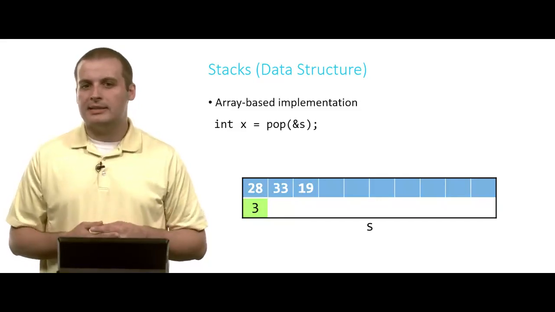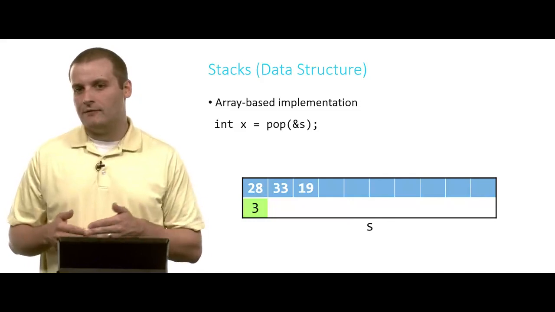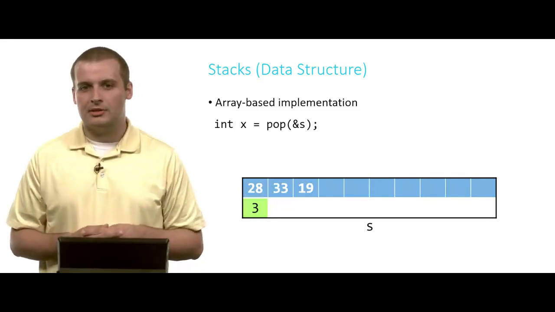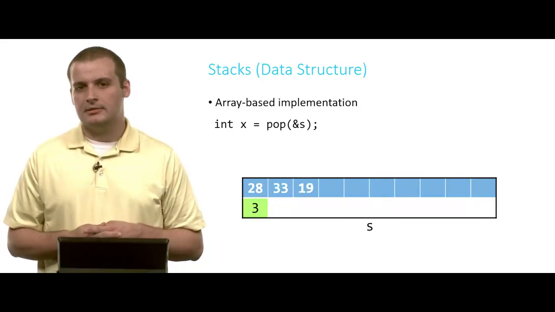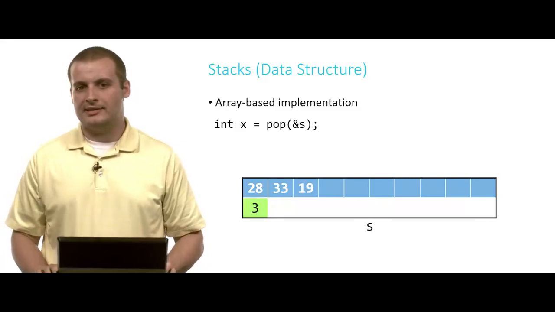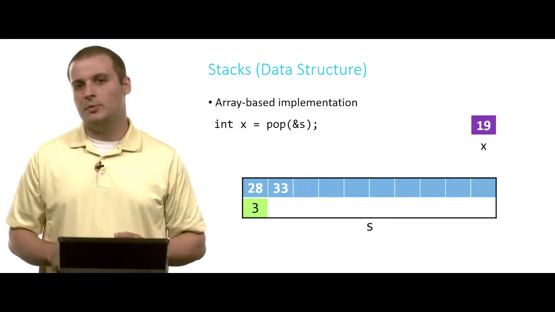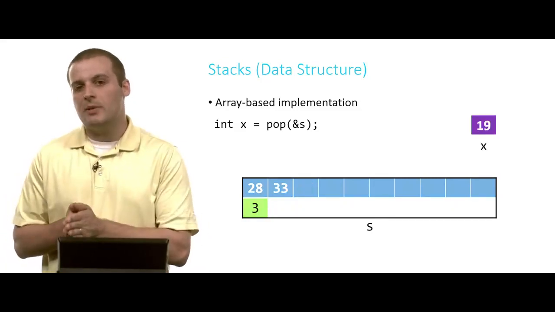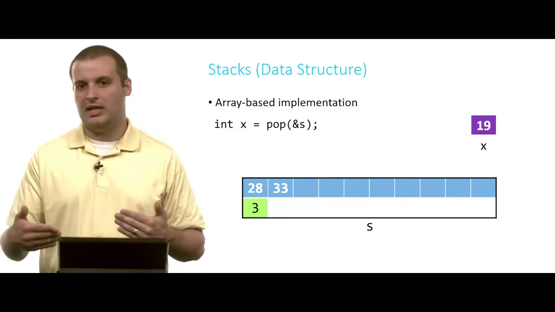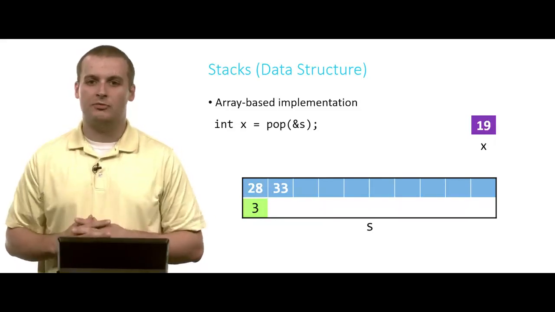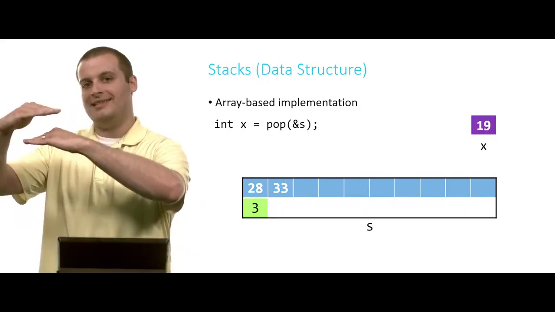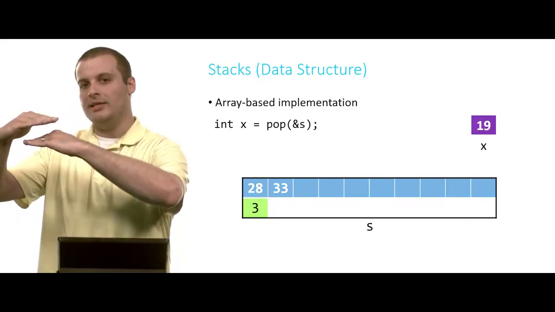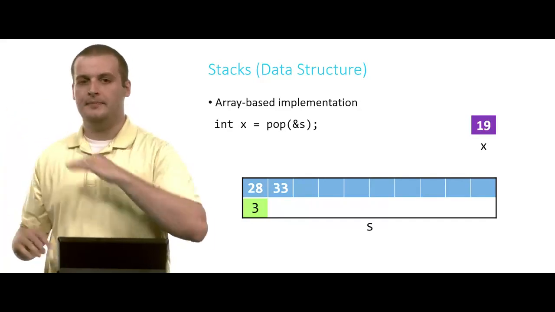So remember I said that stacks are last in, first out, LIFO data structures. Which element is going to be removed from the stack? Did you guess 19? Because you'd be right. 19 was the last element we added to the stack when we were pushing elements on, and so it's going to be the first element that gets removed. It's as if we said 28, and we put 33 on top of it, and we put 19 on top of that. The only element we can take off is 19.